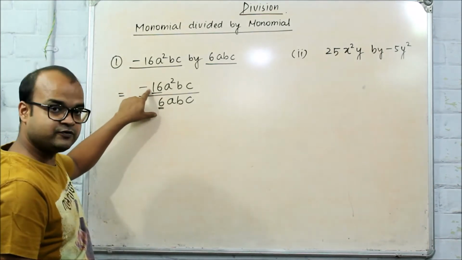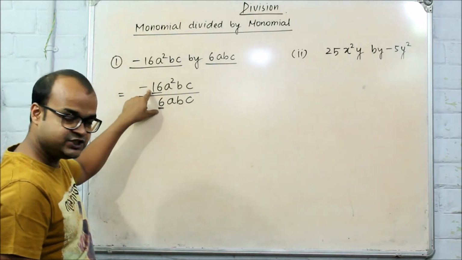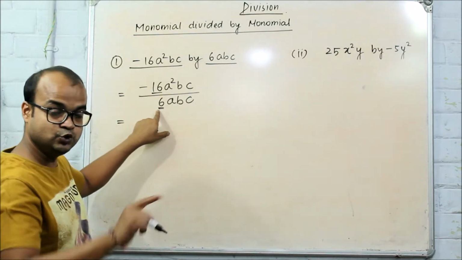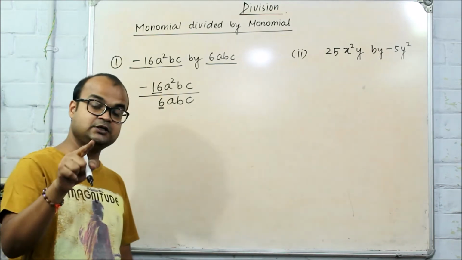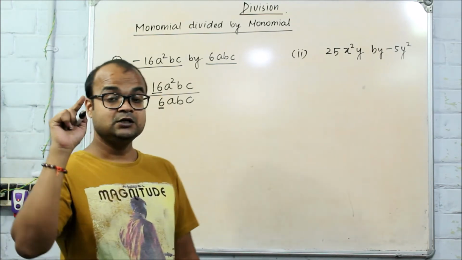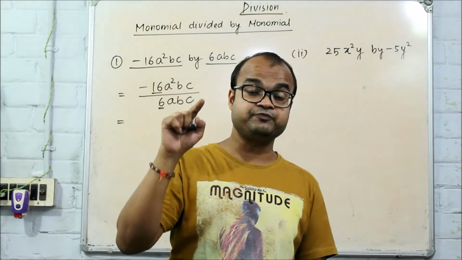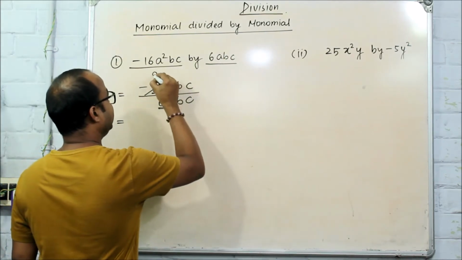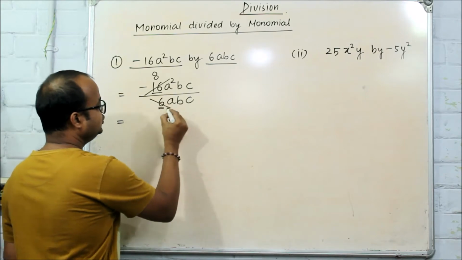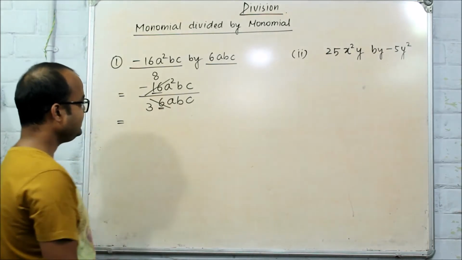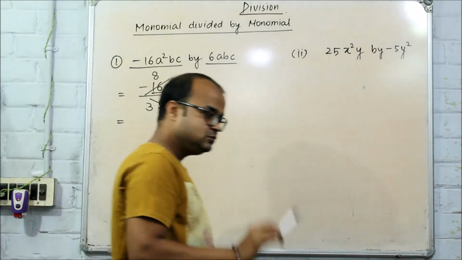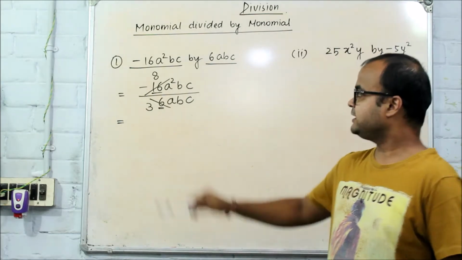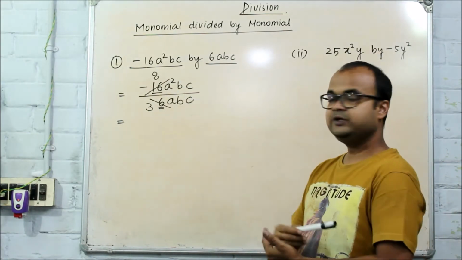2 is a factor of 16, 2 eights are 16. 2 is a factor of 6, 2 threes are 6. So there is a common factor. We cancel only the common terms. So we cancel 2 eights are 16, 2 threes are 6. Now can you tell me, can it be simplified further?